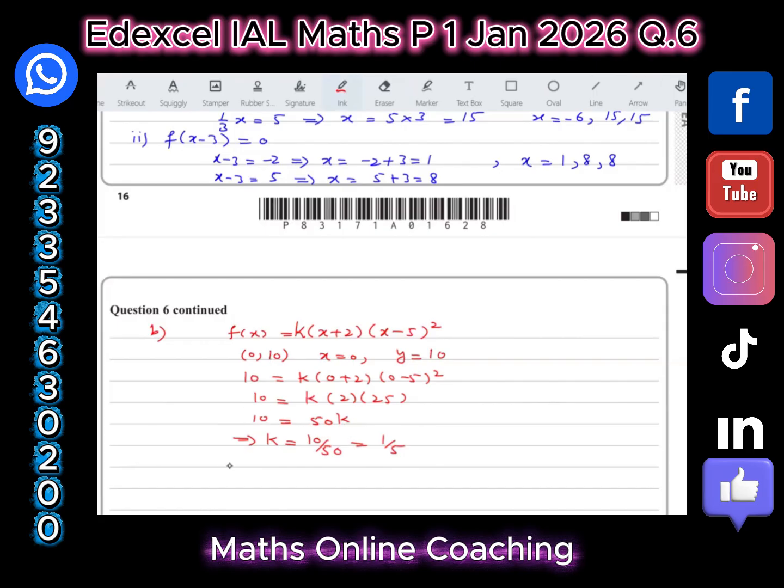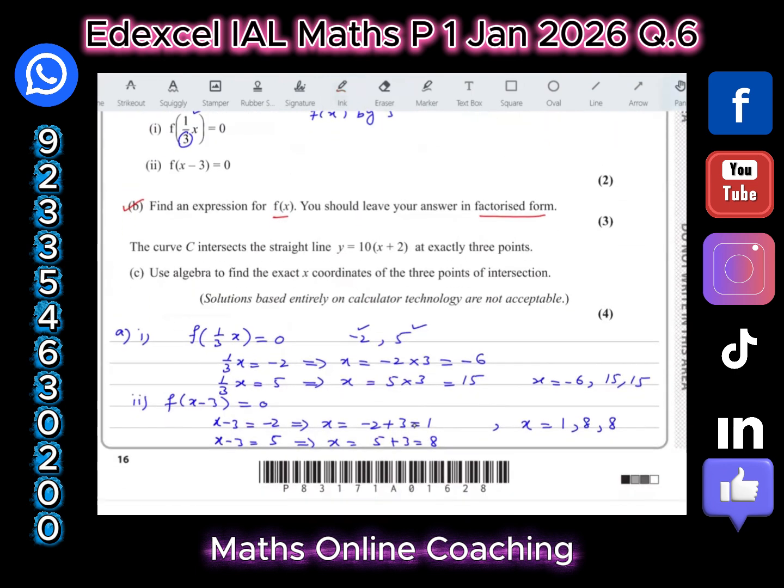Now using this value in the function, f(x) is equal to 1 by 5 times (x + 2) multiplied by (x - 5) whole squared. This is the expression for the function whose graph is given in the figure, and this is in factorized form.